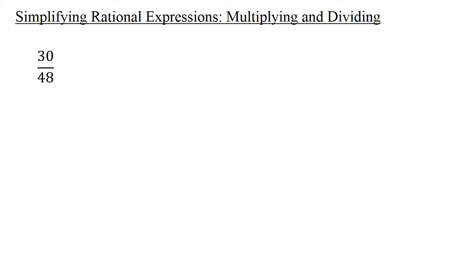So let's say I wanted to reduce this fraction, and one way I could do that is I could say, well, I know the largest number that goes into 30 and 48 is 6. So I could divide the top and bottom by 6, and that would reduce it down to 5/8. But let's go behind the scenes here and see what's really going on mathematically with this reduction.